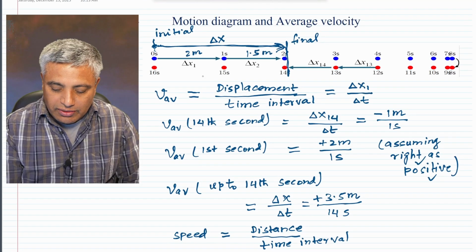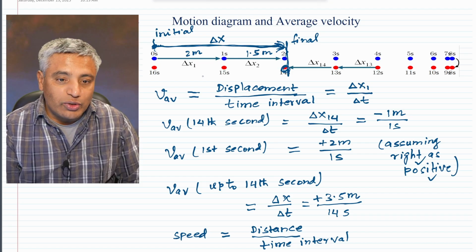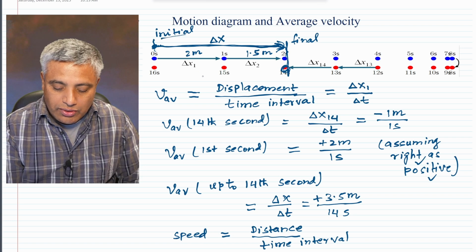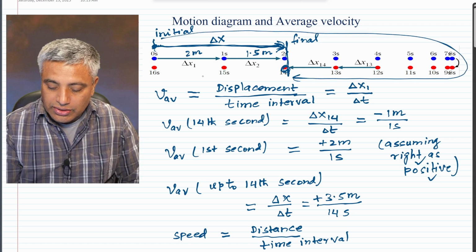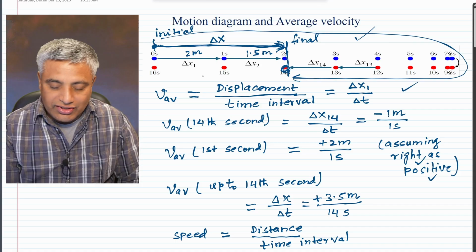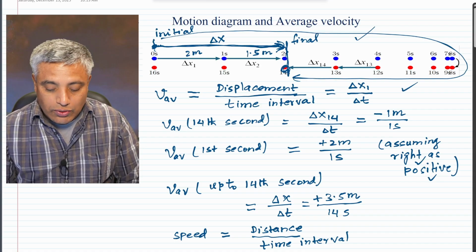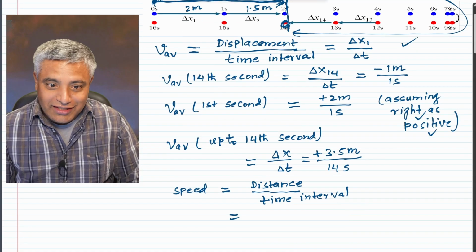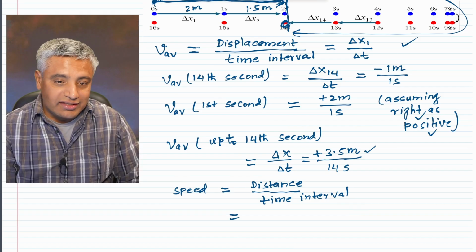So for example, up to the 14th second, the displacement was just the shortest distance between the initial and final point. But for the distance, we have to go all the way here and then come back. So this is a lot larger. I don't know, I can throw a number, but that number is going to be definitely way larger than 3.5 meters.